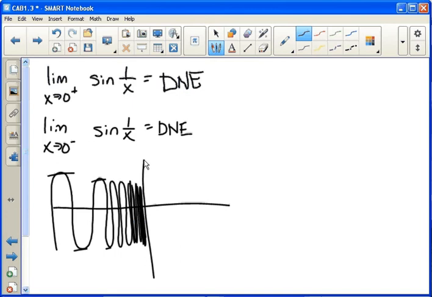Now to be clear, the problem is only at 0. If we wanted to find the limit right here, that's fine, that's no problem. We're easily approaching the same thing from both sides, no weird behavior. But at 0 for this one, we've got a big problem. We can't find a limit.